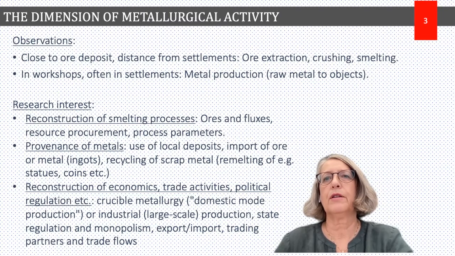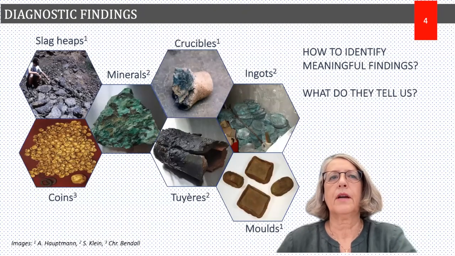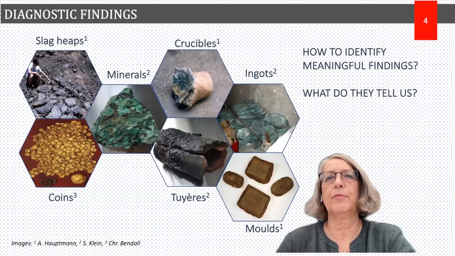Has small-scale metallurgy been performed, or rather industrial production? Were metallurgical activities independent, or were governmental structures dominant? How extensive was export and import of ores or metals? Who were the trading partners and which trade flows were followed? Diagnostic findings and finds of different material groups contribute to the overall picture, and the more material can be excavated, the better conclusions can be drawn.